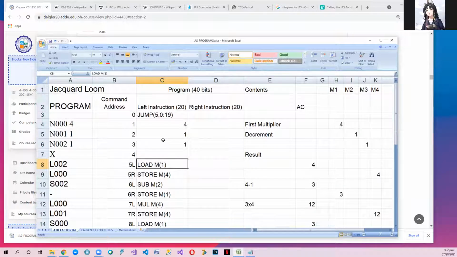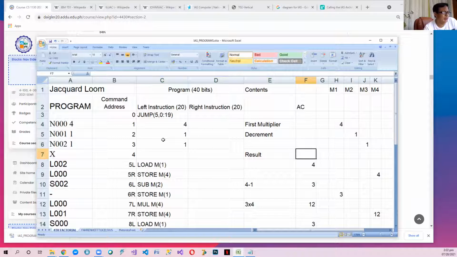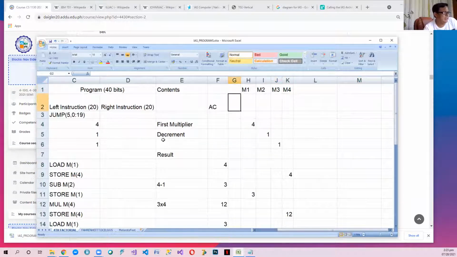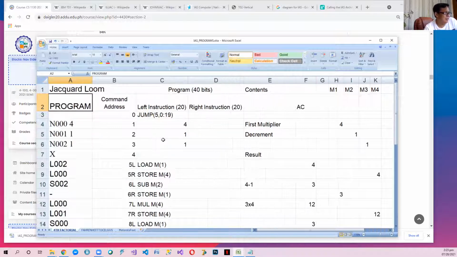Now, to the right, we have the accumulator. We won't put the MQ here, because MQ is hidden. It's only the CPU which uses it. It's automatic, during division and multiplication. Load M1.